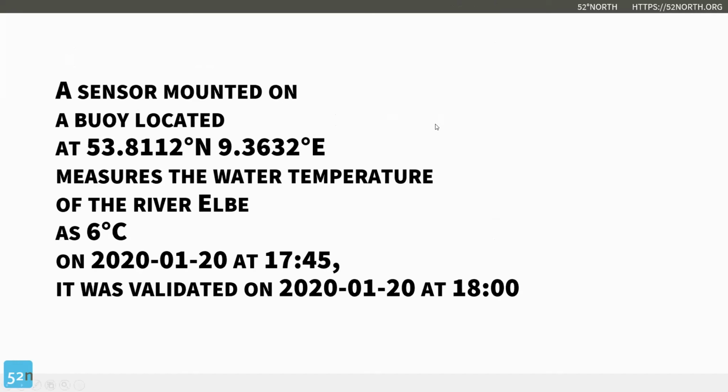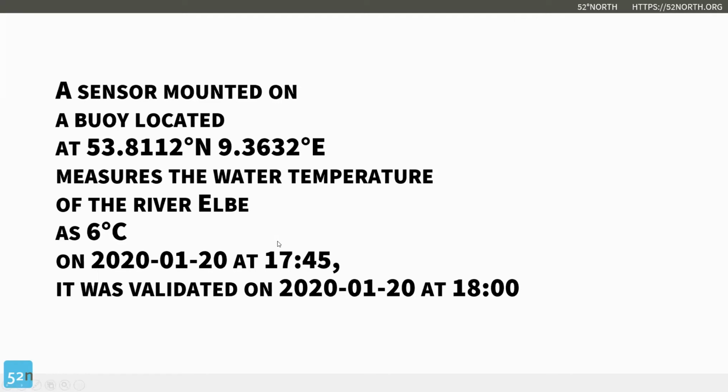And now let's have a look at one observation data element. For giving us all the information that we need for interpreting a measurement value, we need some more context data. So let's have a look at this. We have a sensor mounted at a certain location, measuring something at a certain date, etc.